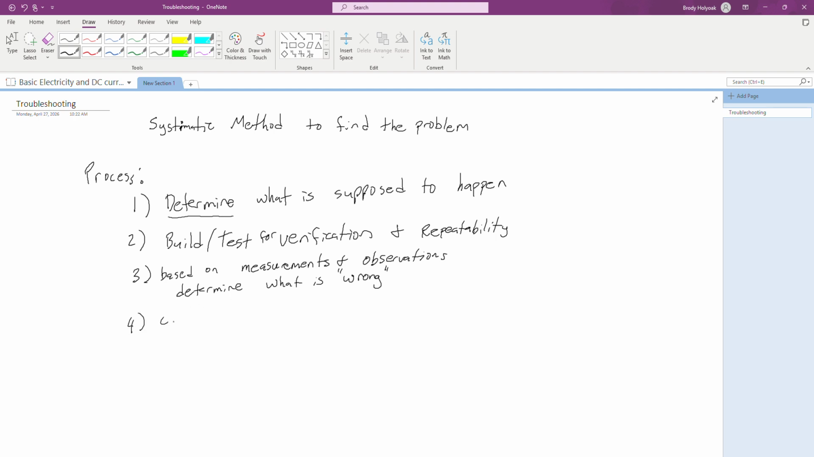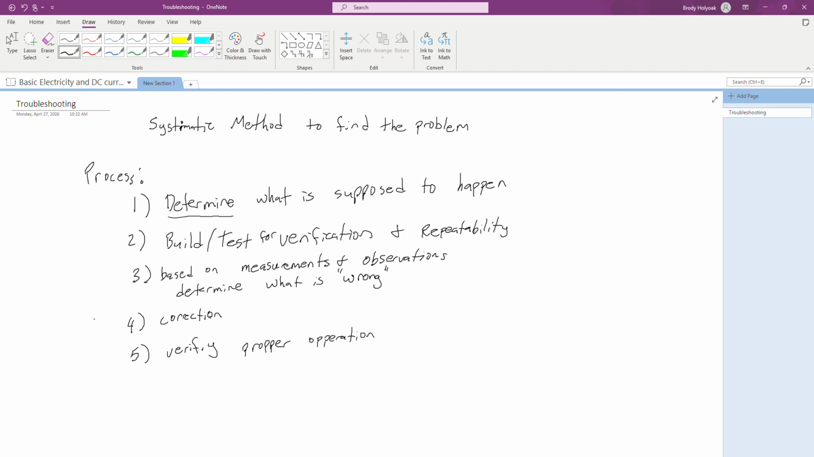Then number four, we have to make a correction of some kind, whether that be replacing the part, replacing wires, or moving wires to the correct positions, whatever it is, we're going to have some sort of a correction. And then our last step is we have to verify proper operation after we've made the fix.